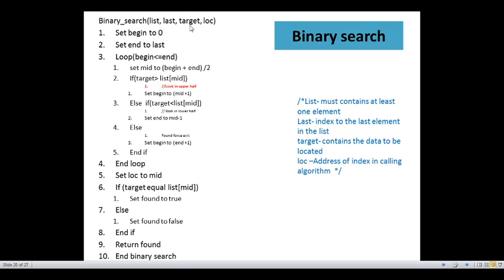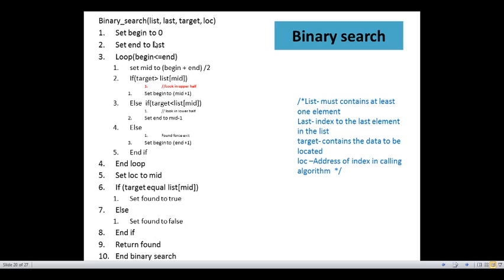The inputs are list, last, target, location. The list must contain at least one element. Last is the index of the last element in the list. Target contains the data to be located, and location is the address of an index in the calling algorithm. Set beginning to 0, set end to last.